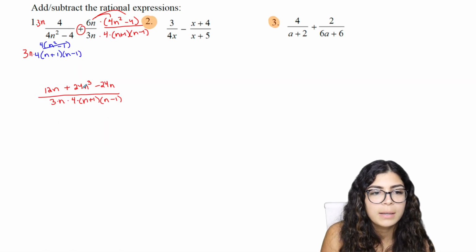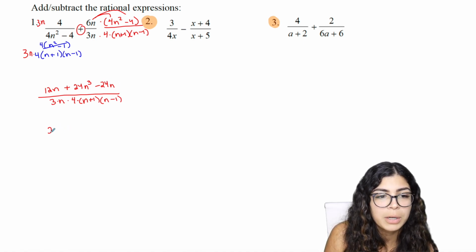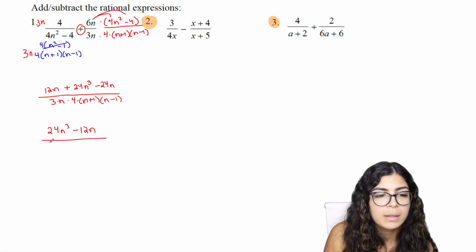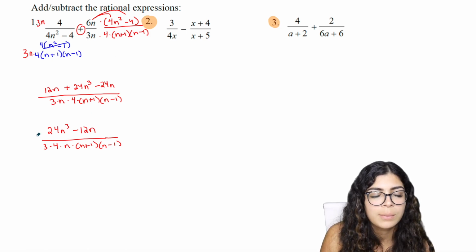Okay, so 12n minus 24n would be negative 12n, so the numerator would simplify to 24n cubed minus 12n. And the denominator is just going to be 3 times 4 times n plus 1 times n minus 1. Right? Now the numerator, let's go ahead and just erase and factor this as we go along.